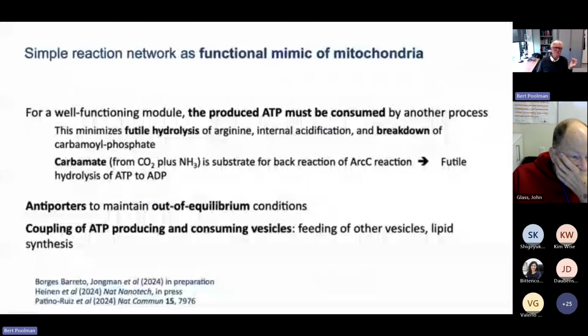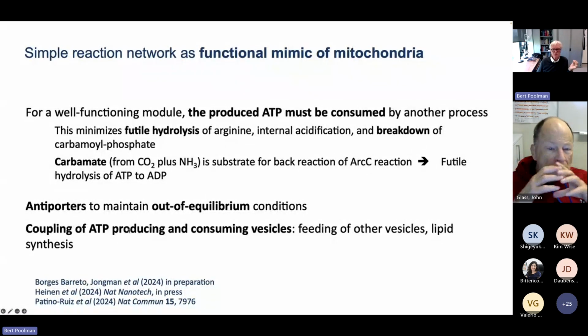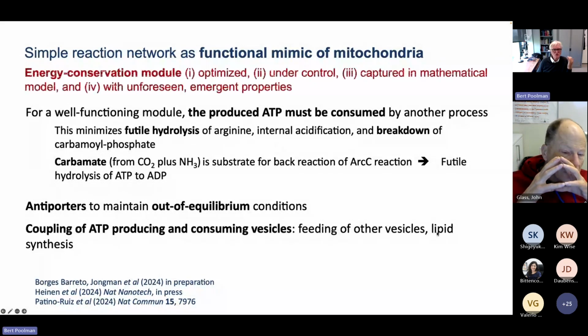And so we have a simple reaction network that functionally mimics mitochondria. I've already shown these emergent properties. We use several antiporters to maintain out of equilibrium conditions, and we can couple the ATP production to the consumption in vesicles, for instance, for the synthesis of lipids. And so we have an energy conservation module that really works well.